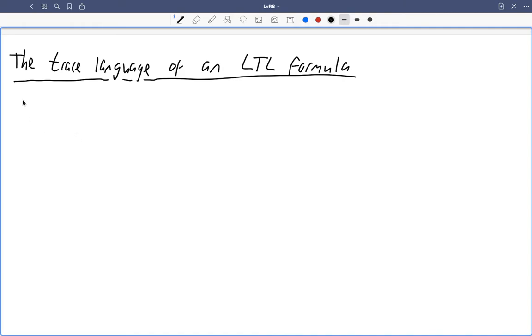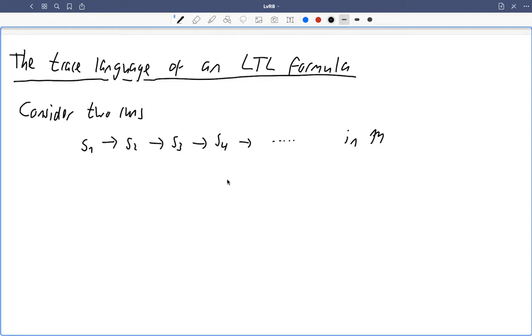So let's suppose we consider two different runs. Let's call the first one, I think I was numbering from 1 last week, so let's do that. S1 to S2 to S3 to S4. So this is one run. Runs, remember, are infinite, or infinite paths, I maybe was calling them last week as well. So this is in a transition system M.